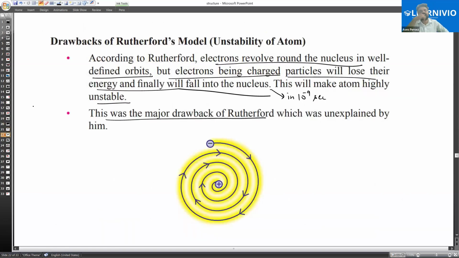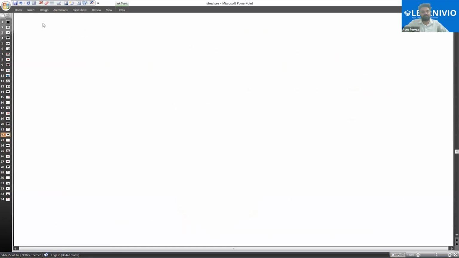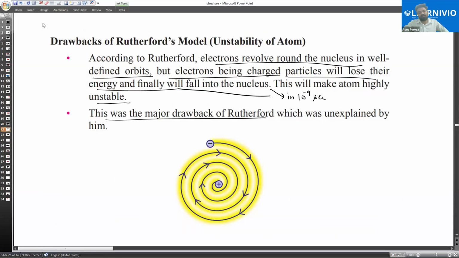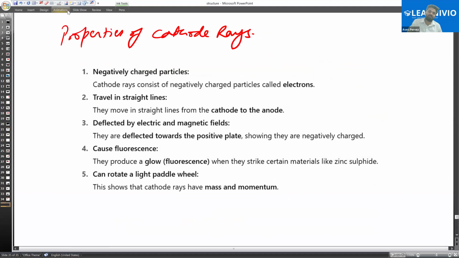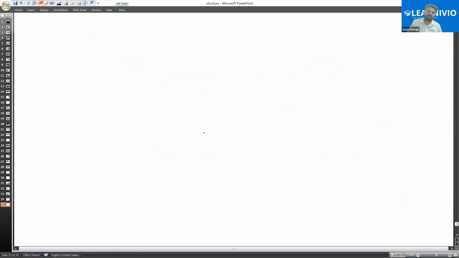Now write down the drawbacks of the Rutherford model. So what did Rutherford say? What was the actual plan of Rutherford, and what did he actually say? After giving this experiment, Rutherford gave his own model for the atoms. He said that the nucleus is positively charged in the atom, and the whole mass of the atom is concentrated in the nucleus.